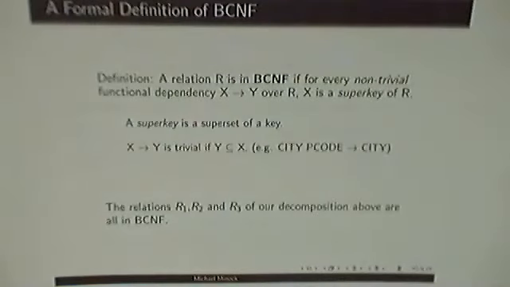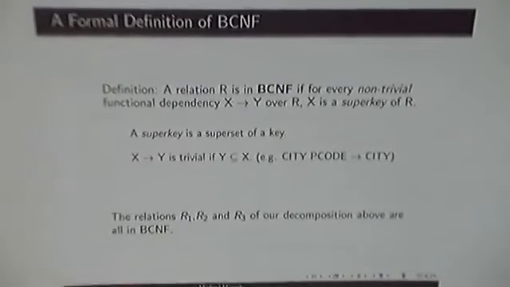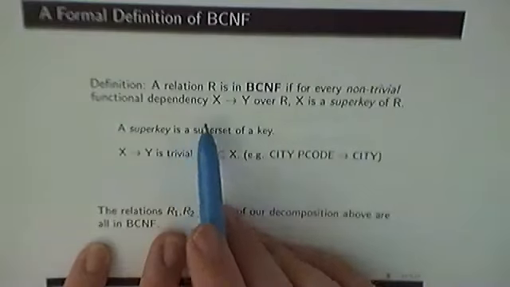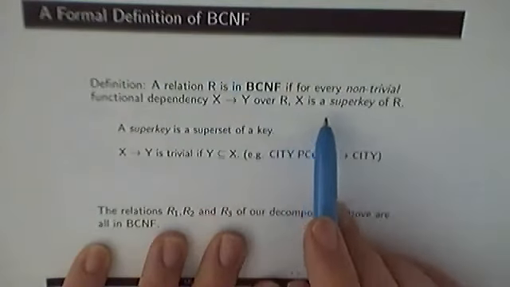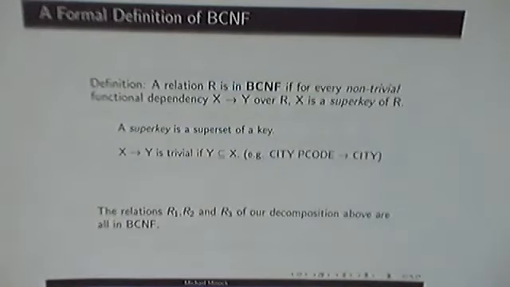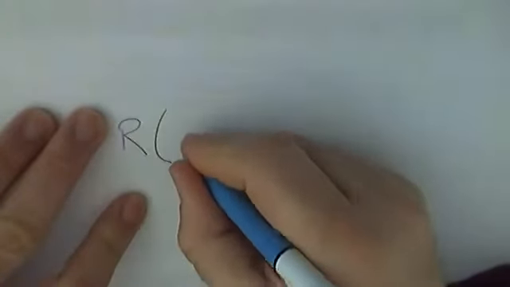All right, but before we get to that, we're going to now delve into some of the definitions, and this is where things are going to get a bit more basic. Okay, a relation R is in BCNF if for every non-trivial functional dependency X to Y over R, X is a superkey of R. A superkey is a subset of a key. Okay. So let's start out with this because we want to make sure that we can follow along with the examples. All right.